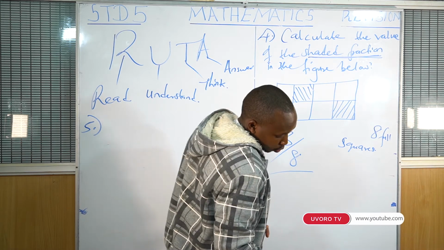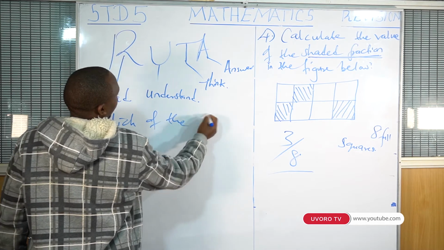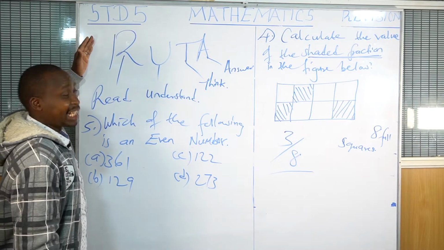Question number 5. Class 5, that is question. You are told, which of the following is an even number? A, 361, B, 129, C, 122, and D is 273. Class 5, using our formula, that is Ruta.